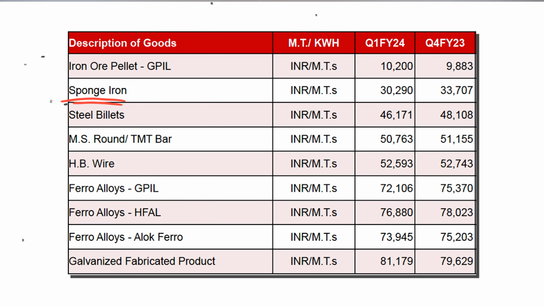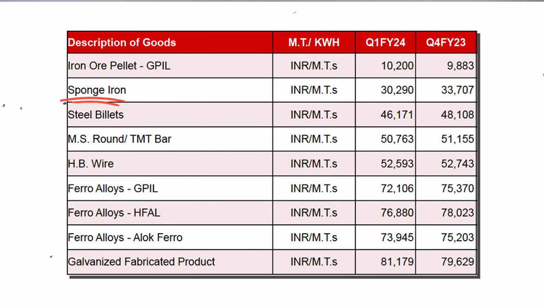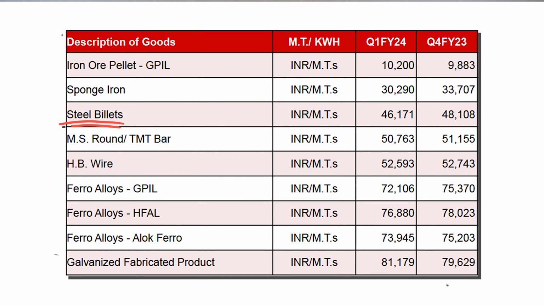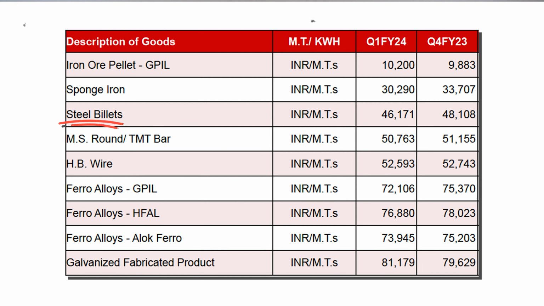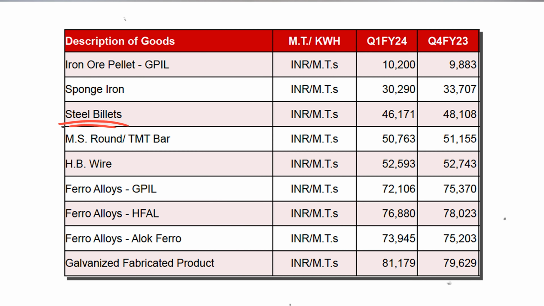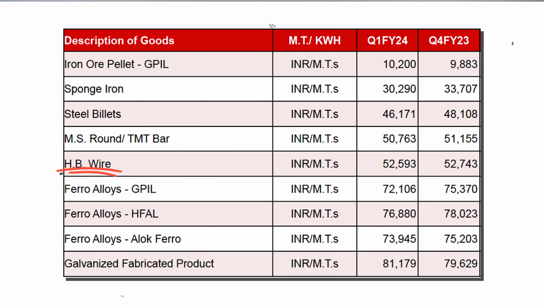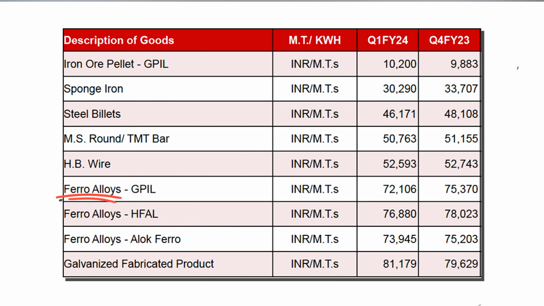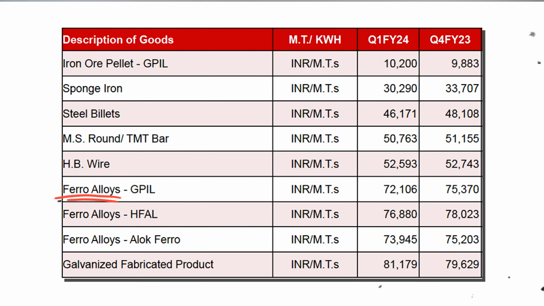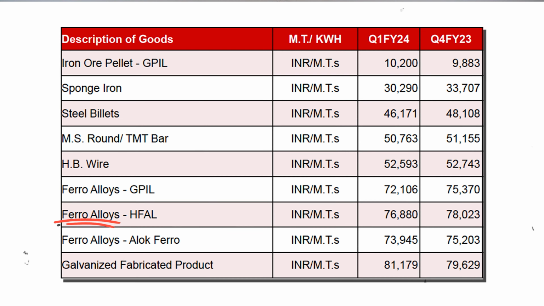Then you have sponge iron, which is even higher value added, further down into the steel making process, which is 30,000. Billets are formed after the molten iron is cast into different shapes, the billet being a type of shape, which is 46,000. These round bars or TMT bars are basically 50,000. HB wire is 52,000. Ferro alloys, this is where we're getting into even higher value added. This is silico manganese and all of that, 72,000, 76,000, and these are different subsidiaries of the company.